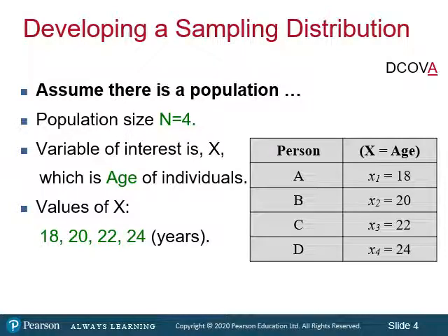How do we develop a sampling distribution? Assume there is a population, and this population has a size of N equals 4. The variable of interest is X, which is the age, and the values are given, which are 18, 20, 22, and 24. So from this population, we want to do a sampling.